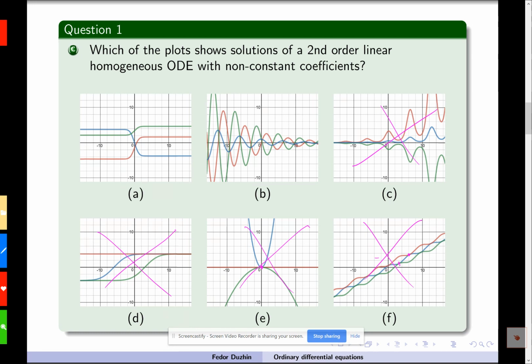So which of these plots shows solutions of a second order linear homogeneous differential equation with non-constant coefficients? Well, basically, if the coefficients are constant, then we know all possible cases. A constant coefficient homogeneous differential equation gives either oscillation or a combination of exponential functions. So in plot B, we see oscillation. Whatever is not covered by familiar cases has to be the answer. And this is plot A.